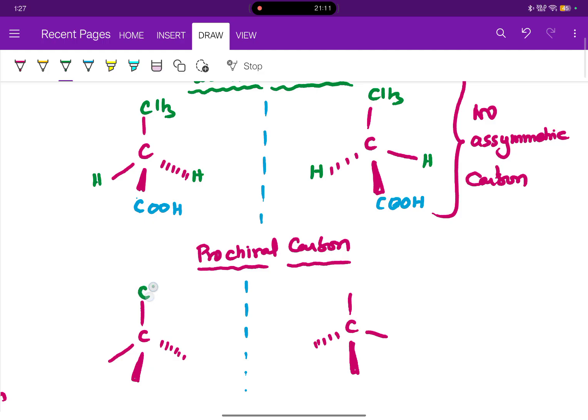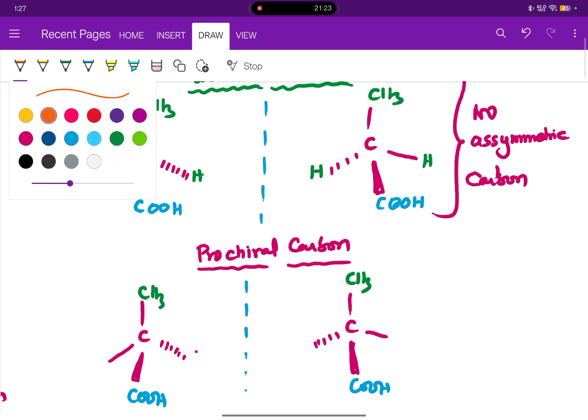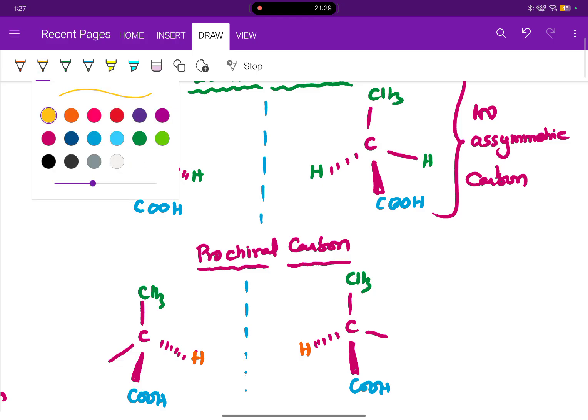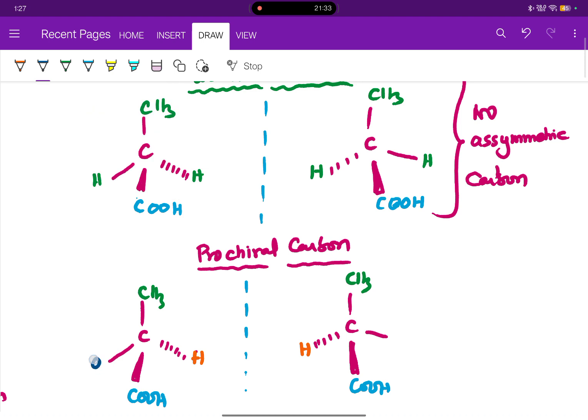I'll take the same CH3. Here also I'm going to take the same CH3. Here also I'm going to take COOH. Here also I'm going to take COH. Here I'm going to take H. See, opposite direction. Here also I'm getting H. Here I'll get OH. And it's now a perfect asymmetric carbon.